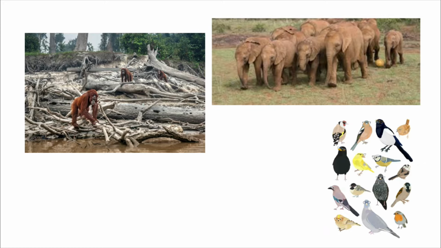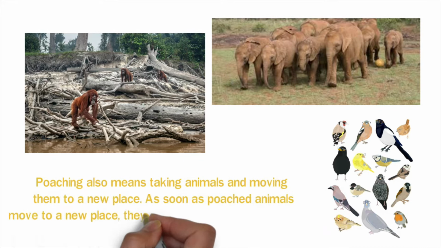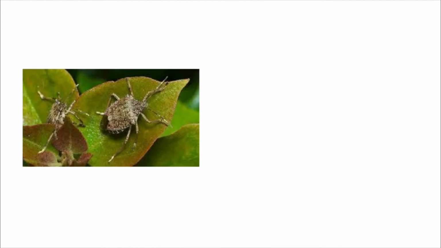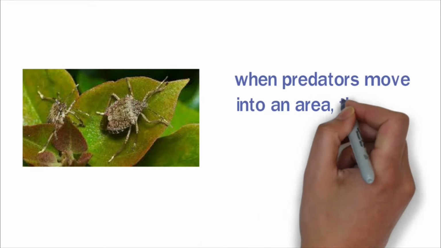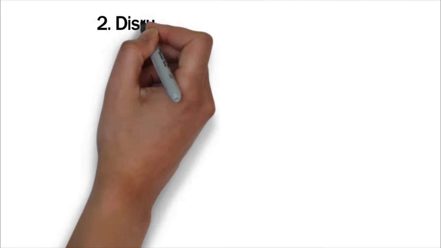Poaching also means taking animals and moving them to a new place. As soon as poached animals move to a new place, they can become invasive species. Invasive species can change the biodiversity in a habitat in a bad way. For example, when predators move into an area, they can cut down on the number of prey animals there.